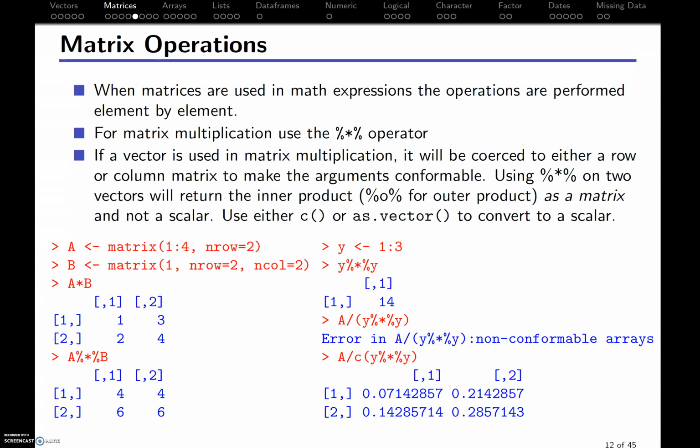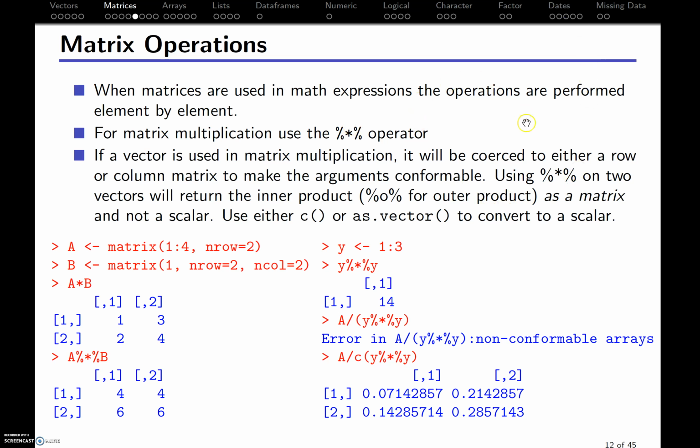Okay, so a few words about matrix operations. Operations are again performed element by element, just like vectors. If you're going to do matrix multiplication, you need to use a special multiplication operator, and that is the asterisk surrounded by percentage signs. If a vector is used in a matrix multiplication, it'll be coerced to either a row or column, whichever makes it conformable. Okay, so it will assume that you want it to be conformable. So you have to be very careful about that, actually.